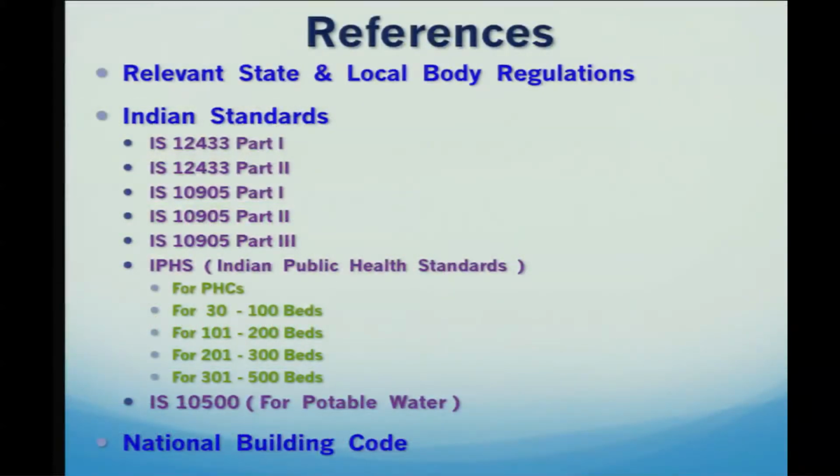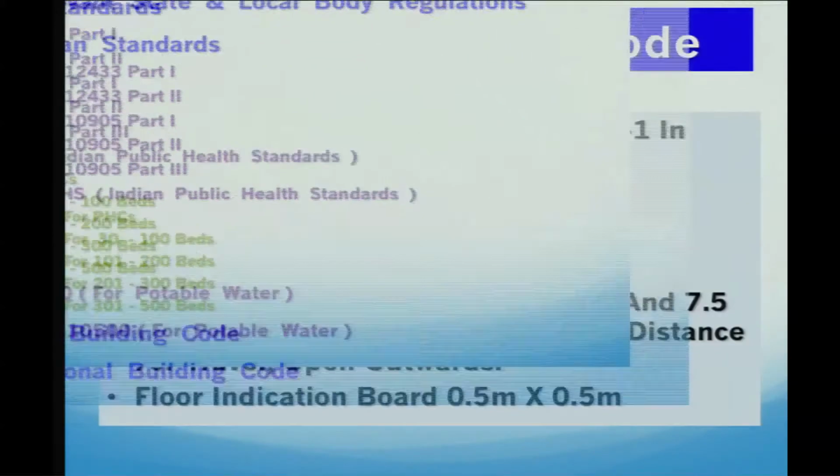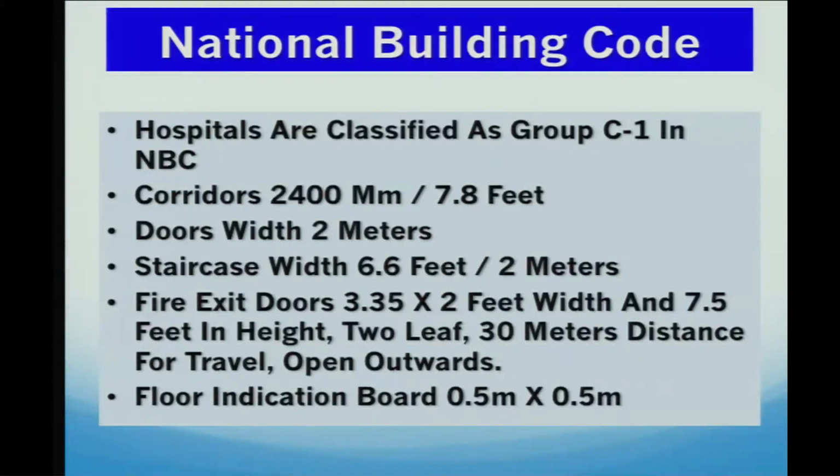These are some of the references based on which the standard guidelines were fixed. The first thing is health is a state subject in India, so the state plays a major role in giving regulations. The IPHS, Indian Public Health Standards, which classified according to the number of beds, is freely available on the net. We can download and go through. And the National Building Code. So here the hospitals are classified as Group C1 in the National Building Code. That gives all these guidelines.